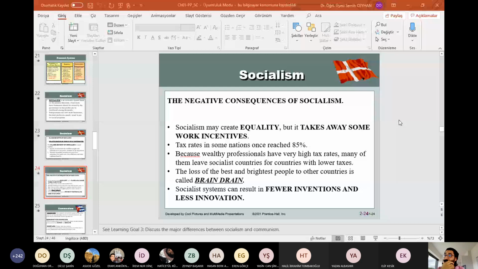So actually, this is a very big problem because economies need businesses, economies need entrepreneurs, right? For example, in Turkey, we also say that we need entrepreneurs, we need new investments to grow. We need economic growth. We need to make exports, right? Who will do that? Private companies, right? If as a government you say that I will take half of your income or more than half of your income, they will run away. They will open up their businesses in some other country where tax rates are very low. And because of that, these systems can result in fewer inventions and less innovation.